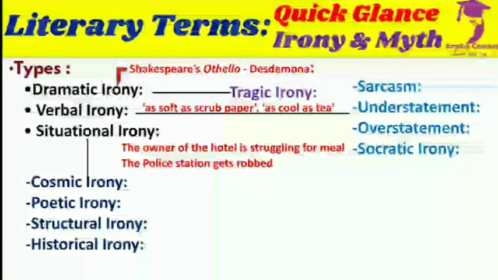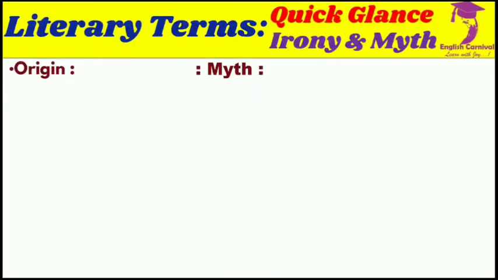So friends, dramatic irony, verbal irony, and situational irony are the types of irony, and tragic irony, sarcasm, understatement, overstatement, Socratic irony, cosmic irony, poetic irony, structural irony, and historical irony. These are the subtypes of these three major types of irony.